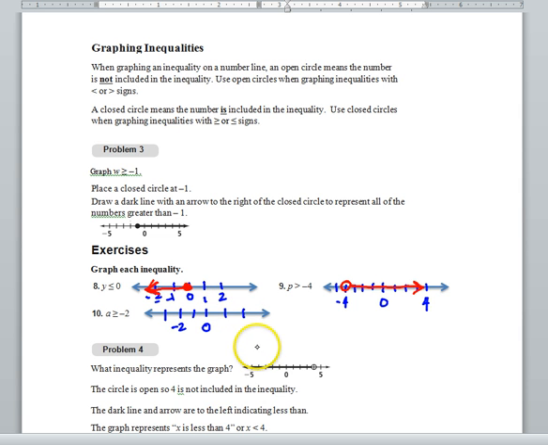For number 10, we need a closed circle at -2. A is greater than or equal to -2, so we want all the numbers bigger. So this time we go to the right. Remember, if you have a question, put a question mark next to the problem and we'll go over it when you get to class tomorrow.